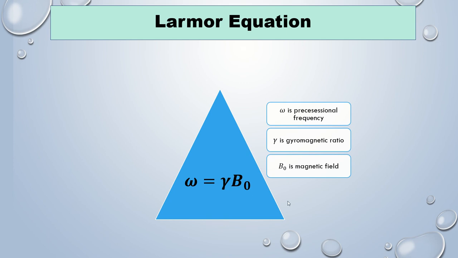You want to remember the Larmor equation, which says that the precessional frequency, or omega, is equal to the gyromagnetic ratio multiplied by the strength of the magnetic field. And you want to remember the value of the gyromagnetic ratio for the proton. It's 42.6 megahertz per Tesla.